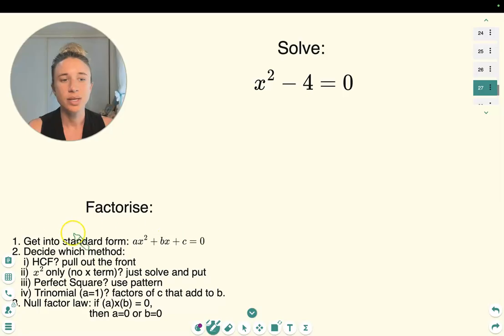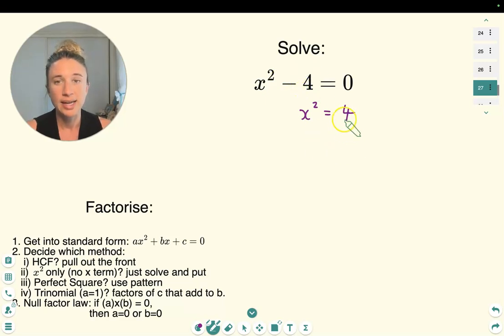Okay, next type. So just looking at our checklist, is it in standard form? Is it equaling 0? Yes, it is. And I just realized there's a couple of ways to solve this one, just like the last type. The last type only had an x squared term, so we could rearrange for that. If I add the 4 to both sides, it's going to be x squared equals positive 4. And then if I take the square root of both sides, I have to put the plus or minus out the front there. Okay, so our answer is going to be x equals plus or minus 2, because root 4 is 2.